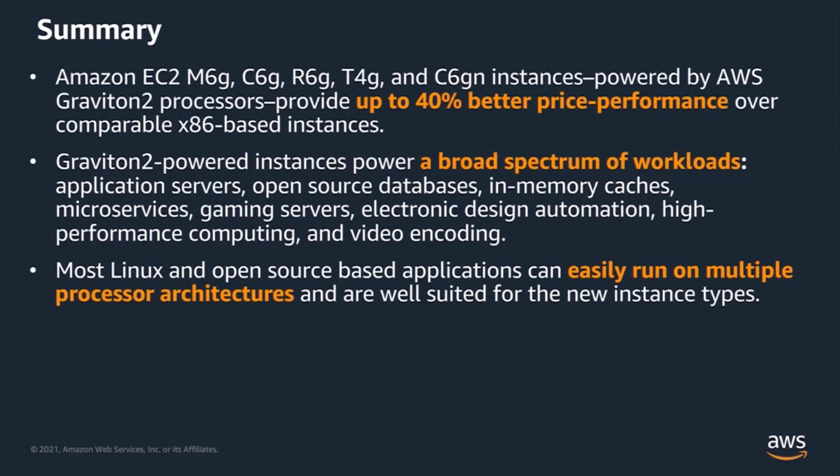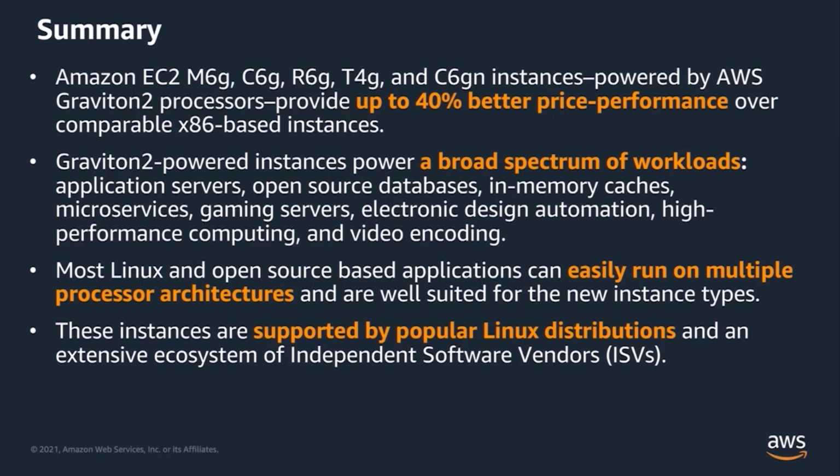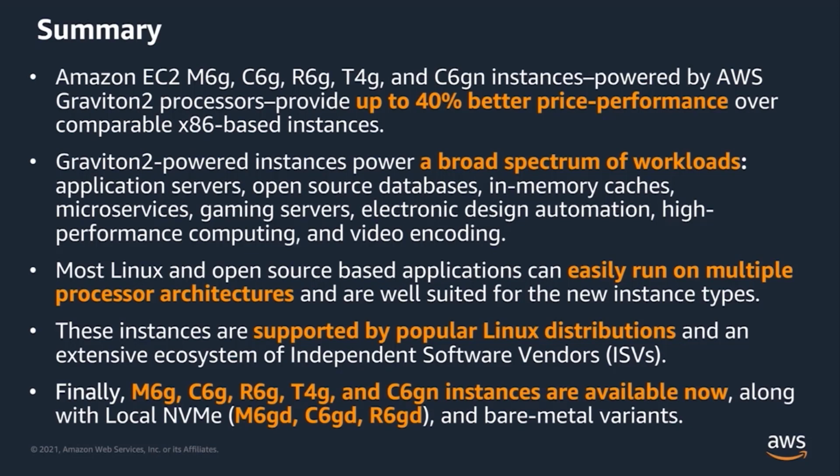Most Linux and open source applications run well on multiple architectures, x86 and ARM, and can run on these new Graviton 2 powered instances. And remember, today Graviton 2 powered instances are supported by most popular Linux distributions and a large ecosystem of ISVs, and Graviton 2 support is just there, right out of the box. And remember, these instances are available now, along with the local NVMe and bare metal variants for you to start using and running your workloads on.